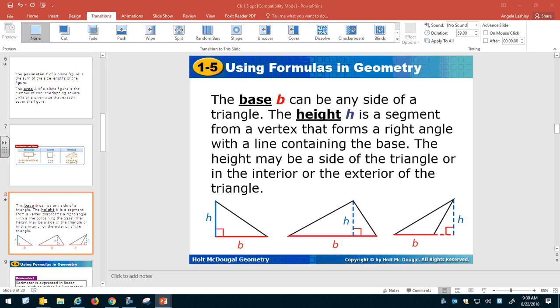So the definition for base of a triangle is it can be any side of the triangle. But height has to be the segment that goes from a vertex and forms a right angle with the line that contains the base. And this part right here is kind of wordy, so I'm going to explain that. The height has to go from the vertex perpendicular to whatever you're calling the base. But it says with the line containing the base. So here's an example.